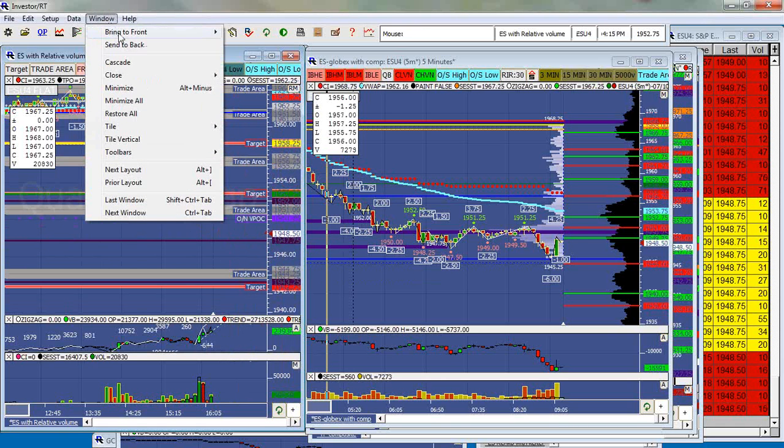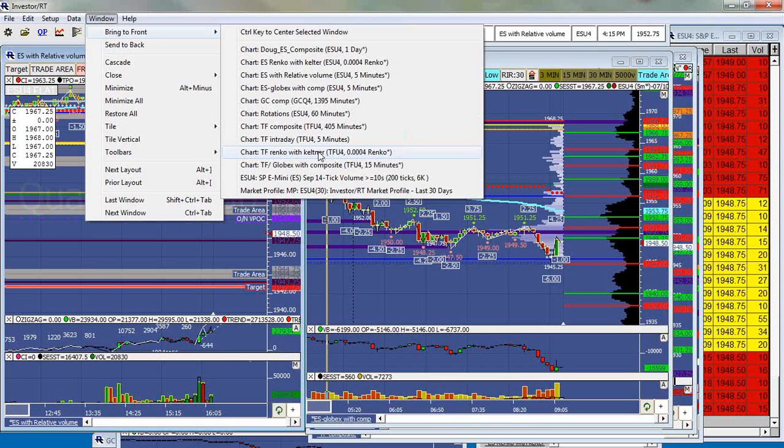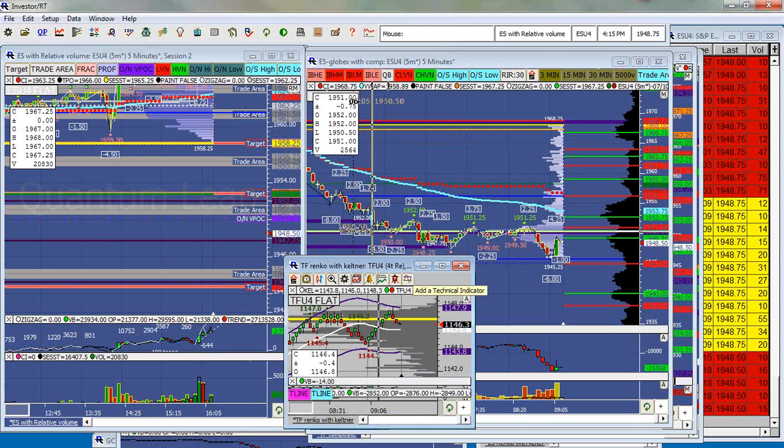Taking a look at what it looks like on the Renko with Keltner. Wrong one.